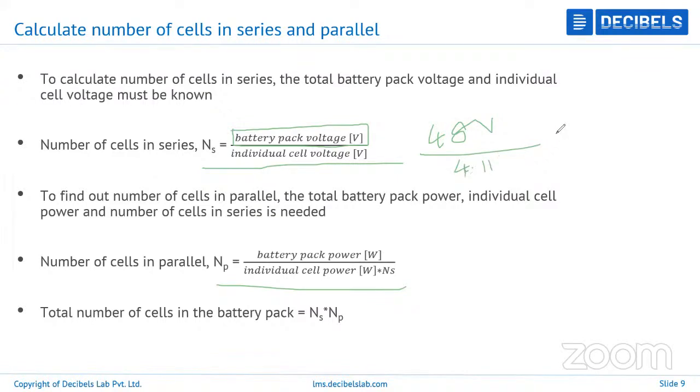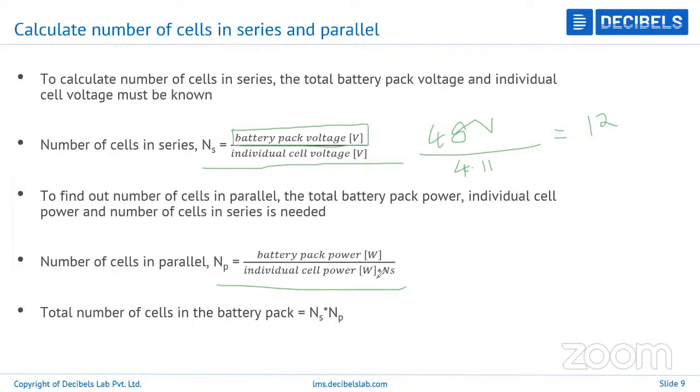So if you were to derive the total number of cells in series, what would this be? This would be something like almost 12 cells. So it will give you an odd number, 11.73, but you just have to round it off to 12. Okay, so the number of cells in series will be 12. So this will be 12 cells attached in series.